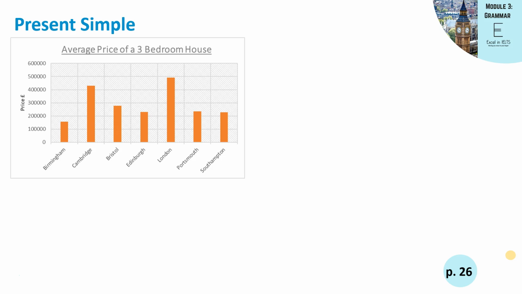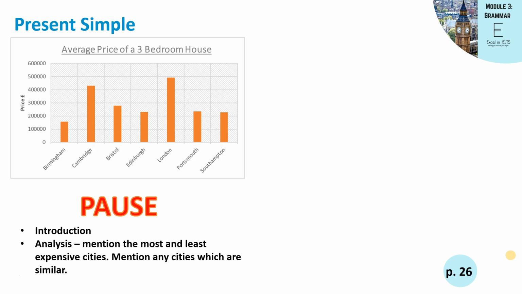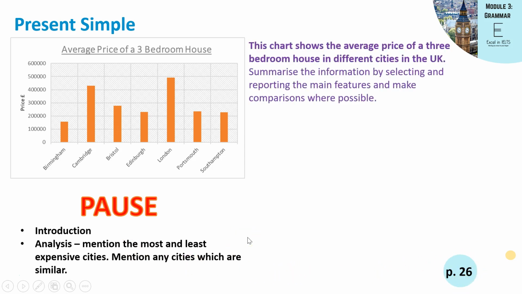Now we'll go straight into those graphs that I showed you earlier, and this one is the present simple one. I want you to pause here and go to page 26 on your ebook and write an introduction for me. So paraphrase the question here, the bold bit, and then I want you to just write one paragraph where you mention the most and the least expensive cities, as well as any cities that are similar. Let's have a look at the answers.